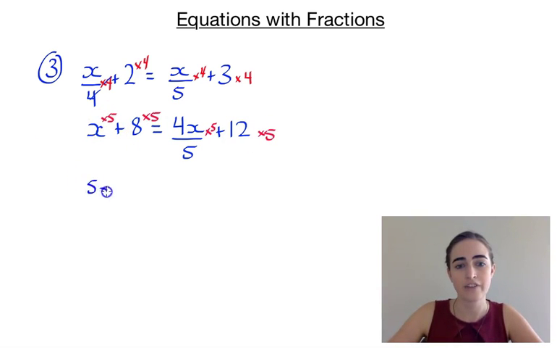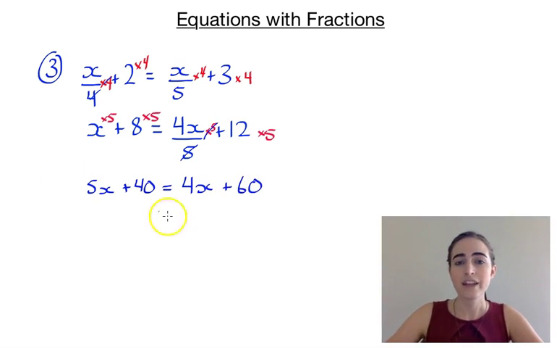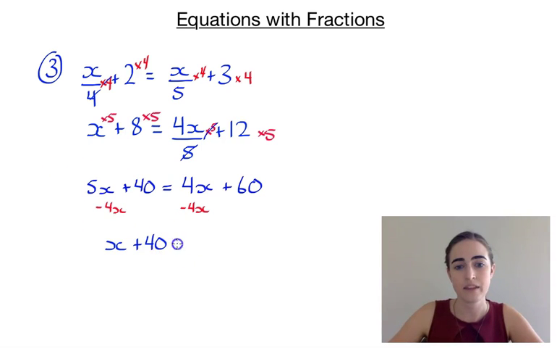So this side will give us 5x + 40 is equal to, in this one, those 5s will cancel out, leaving us with 4x + 60. So we don't have any fractions left. We still do have pronumerals on both sides though. We've got 5x on one side and 4x over here. So let's subtract 4x from both sides of our equation. And that'll leave us on this side with just 1x + 40 is equal to 60. And then our one last step is to subtract that 40 from both sides. And that'll leave us with a final answer of x equals 20.